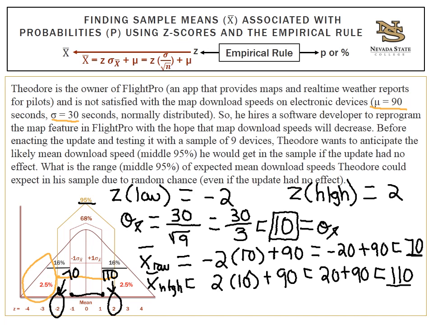So if the mean download speed in the sample is between 70 and 110, Theodore should be unimpressed. There's a 95% chance you would have gotten that even if the update didn't work. If the mean download speed is 70 or lower, he should be confident that the update worked, because there's only a 2.5% chance of getting a mean download speed of 70 or lower if the update had no effect.